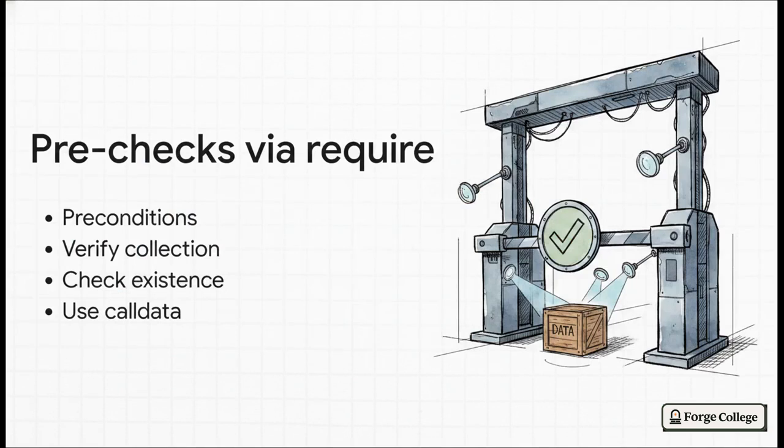Starting with creation and addition, you can't just blindly insert data. You need strict pre-checks. We use require statements to assert preconditions. We verify the collection actually exists. We ensure the item hasn't already been created by checking that handy exists flag. And we use calldata for external strings to cut down on expensive memory copies.